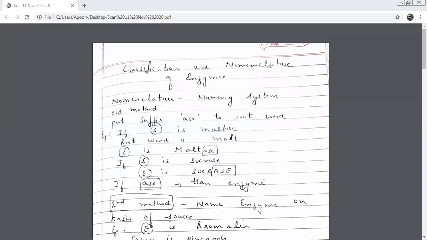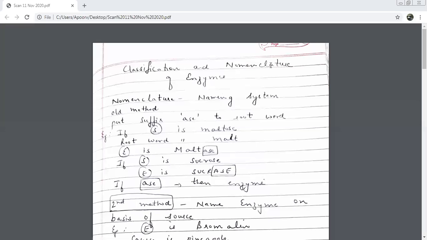But I told you yesterday also, we are left with only two topics in this chapter. First is nomenclature of enzymes. And second, I have just taken up an extra topic for you, and that is some interesting facts about enzymes. Though that has nothing to do with your syllabus, you will find it interesting.